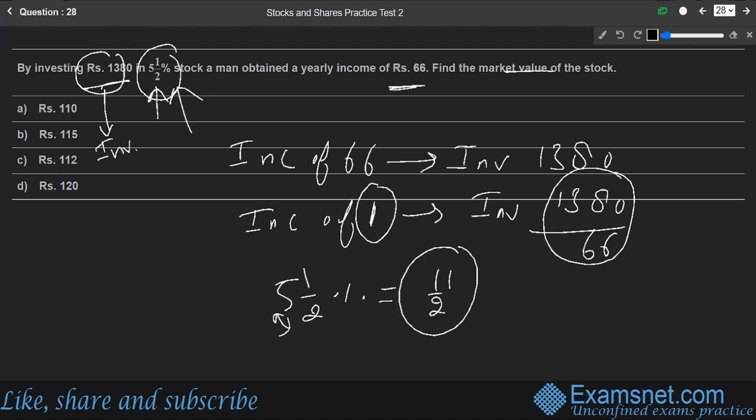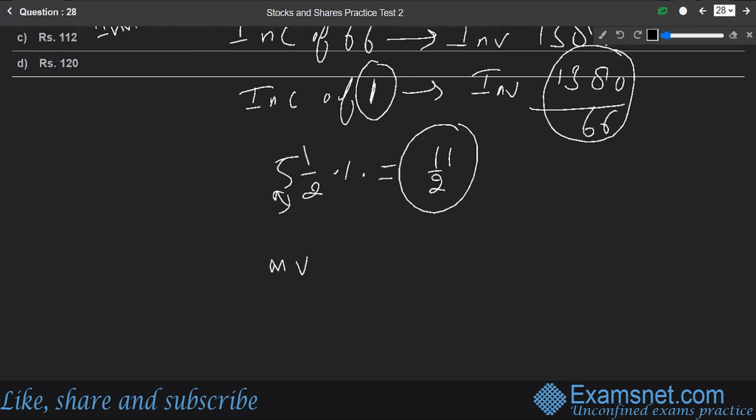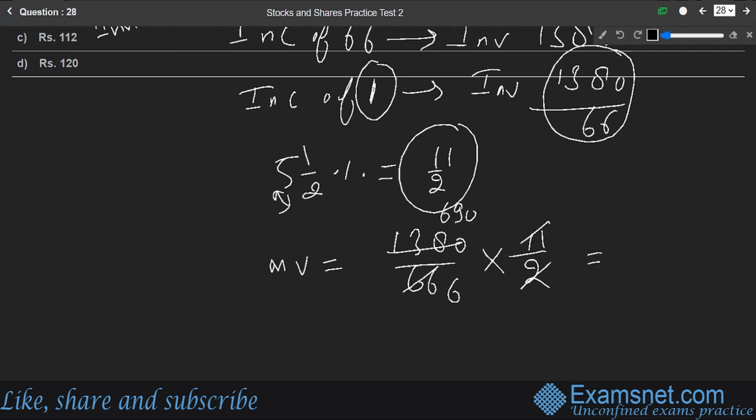So clearly the market value can be found out as, market value is nothing but 1,380 divided by 66, that is the income, into 11 by 2, that is the dividend received from one stock. If we solve this further, 11 cut 66 by 6, and then we can cut 1380 by 2, which gives us a precise value of 690 over 6. And if we simplify this further, this is coming exactly as rupees 115.